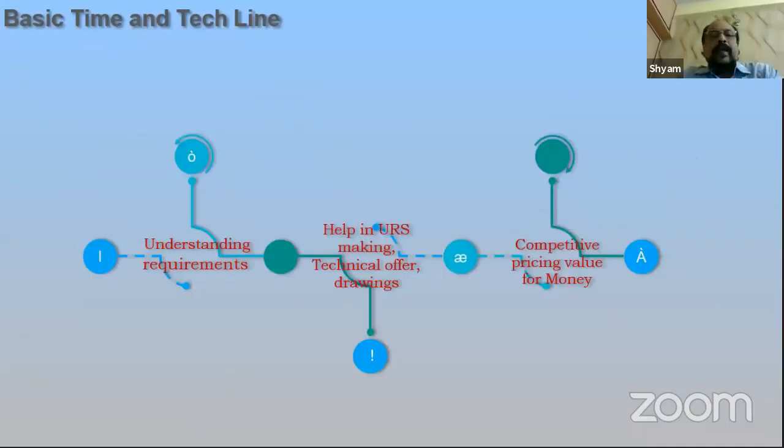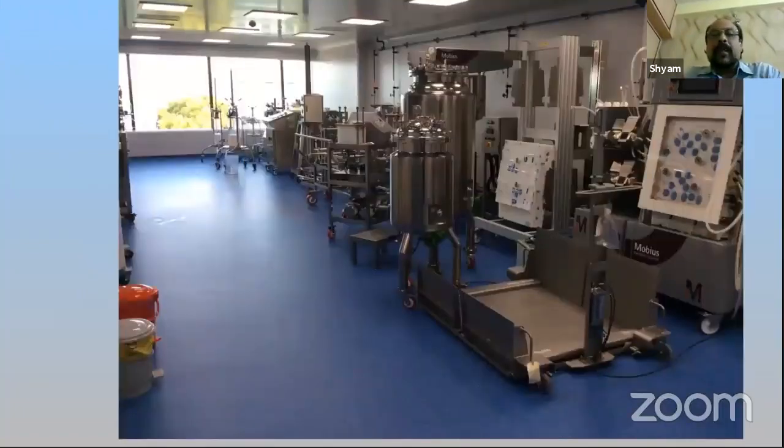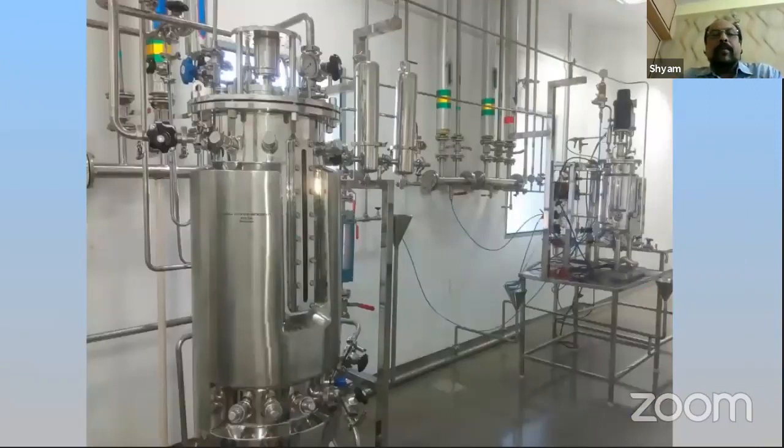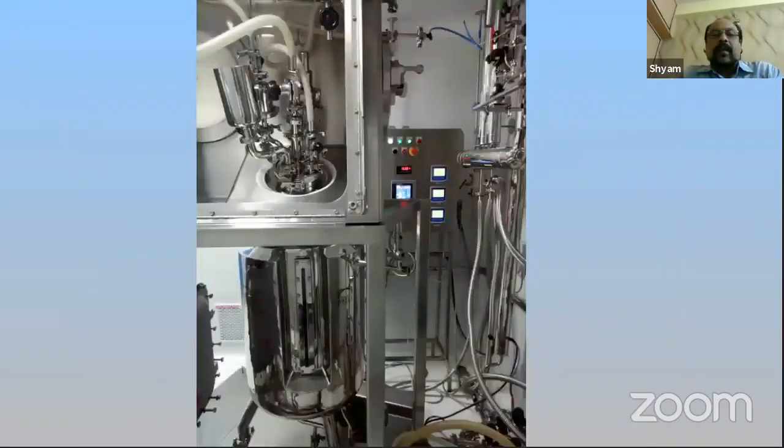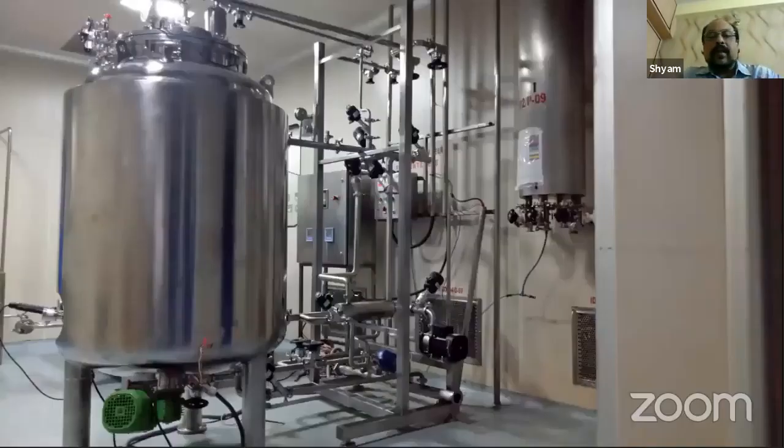We go to the customers, we get their requirements, we help them define their user requirement specifications, and make it into a technical offer and drawings, and try to supply at a competitive price. Again, some installations at some valuable customers. These are our fermenters. We are basically supplying bioreactors and fermenters, both in glass and stainless steel. These are our bioreactor installations, used in both mammalian cell culture and microbial cell culture. Similar drawings and side views.